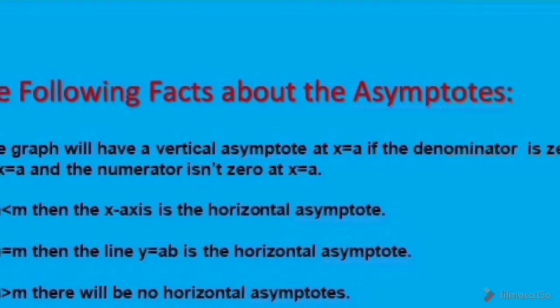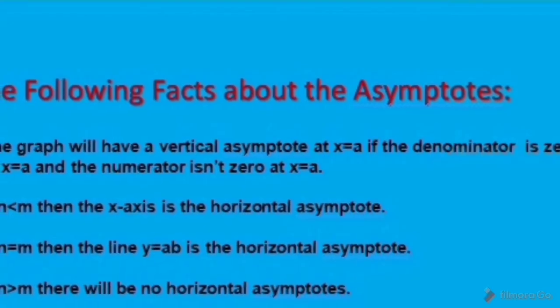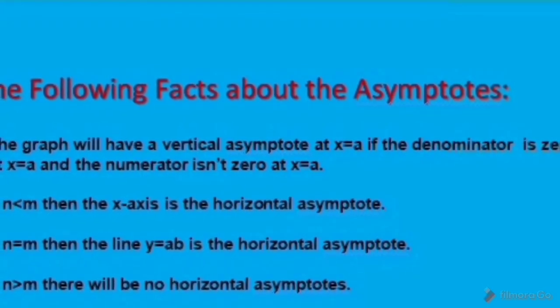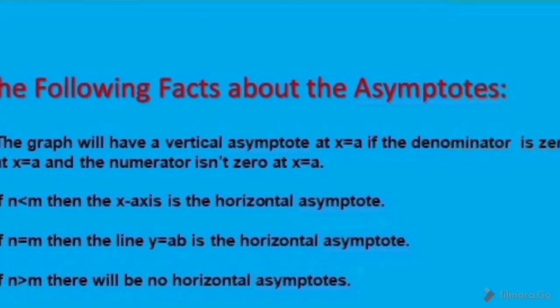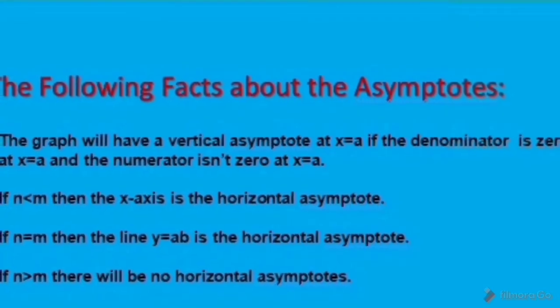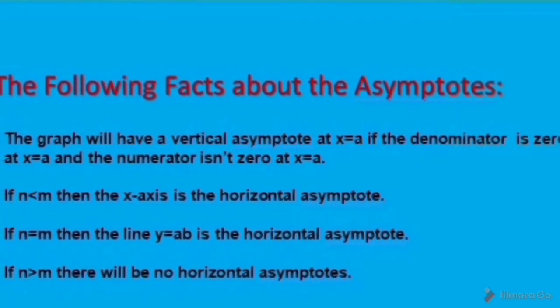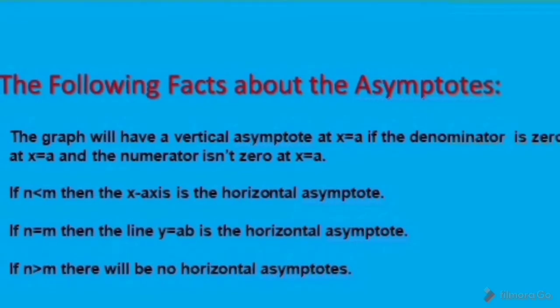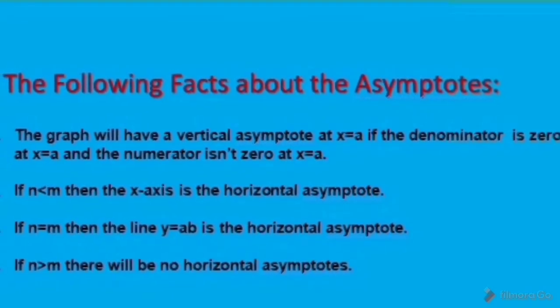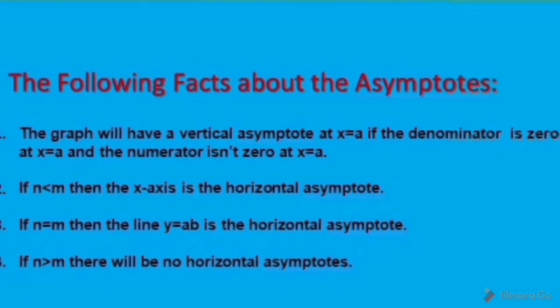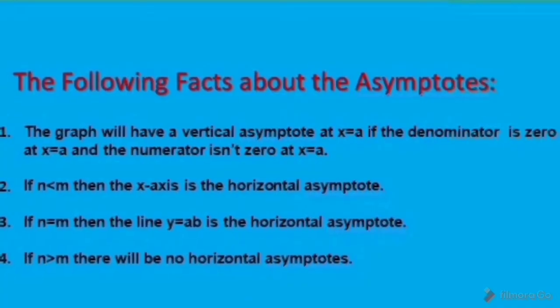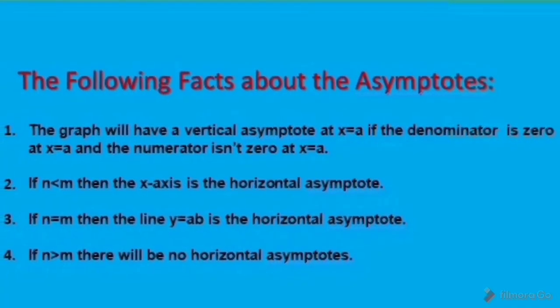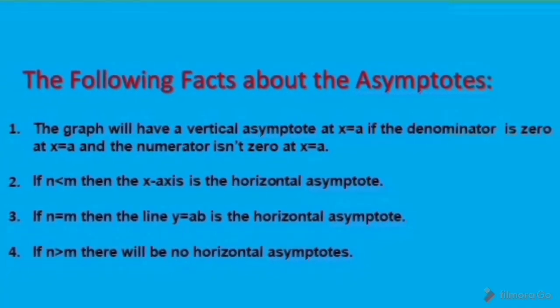Number 2. If n is less than m, then the x-axis is the horizontal asymptote. Number 3. If n is equal to m, then the line y is equal to a over b is the horizontal asymptote. Number 4. If n is greater than m, there will be no horizontal asymptote.